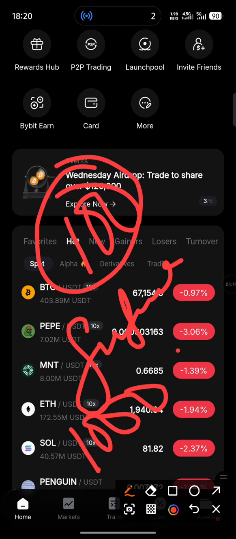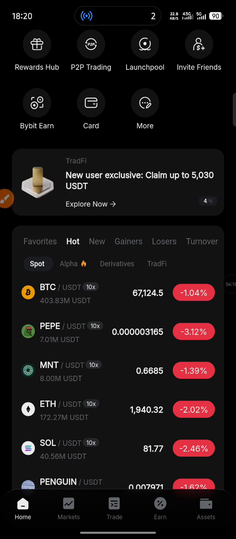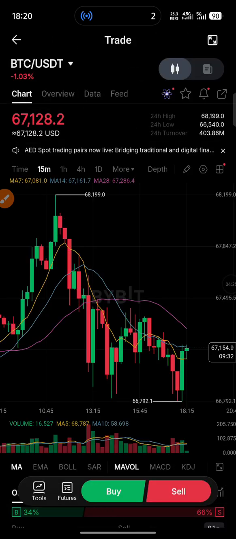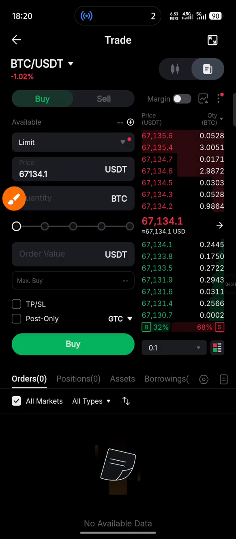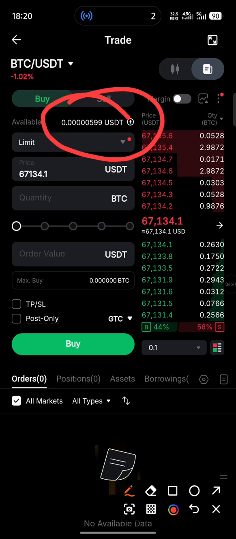The next thing you need to do, having known this, is to choose a particular cryptocurrency coin that you wish to trade. Maybe you wish to trade BTC. You can see BTC here. All you need to do is come to this place and click on buy, assuming you have already funded your account with your own size or volume of USDT. If you click on buy, you come to this place, and your available USDT will be showing right here.